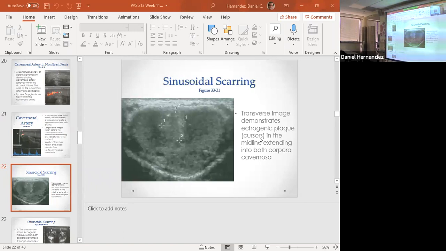So this is a picture showing sinusoidal scarring. This is within one of the corpus cavernosa. We see an area that appears echogenic. So this transverse image demonstrates an echogenic plaque in the midline extending into both corpus cavernosa.